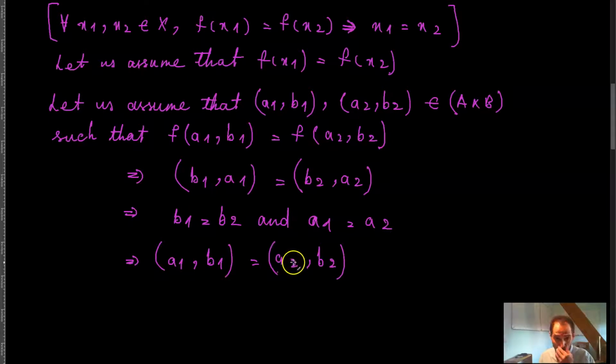So here what we have shown is that f of A1 B1 is equal to f of A2 B2 implies that A1 B1 is equal to A2 B2, and therefore you can say that f is injective, or basically one-to-one.